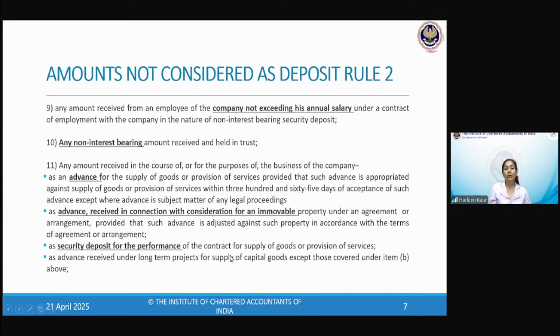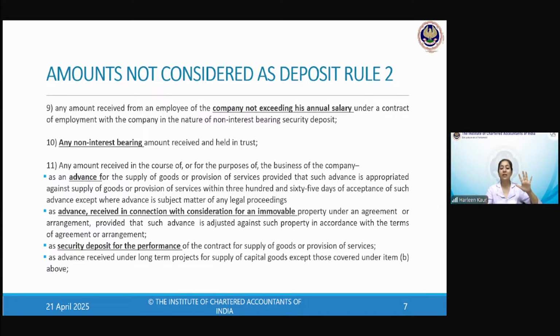So let's have a quick recap under point number 11, advances that you're receiving. Point number 9 was employee, non-interest bearing if we receive, what was the condition? Annual salary not to be exceeding. It is not a deposit. Non-interest bearing amount received from the trust, not a deposit.